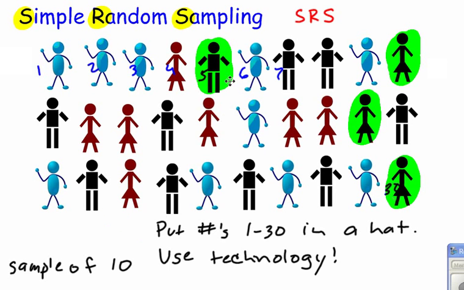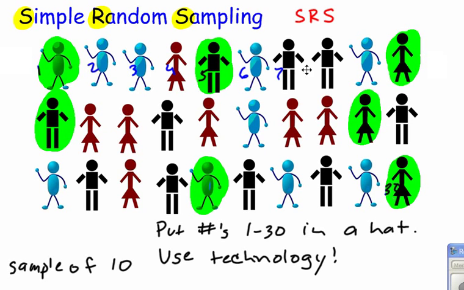Oh, what do I do if I get 5 a second time? Well, I just skip over it. I just ignore it as if it wasn't even there. I don't count number 5 twice, or I should say I don't interview or survey number 5 twice. That would be pointless. So I skip over number 5. And then the next numbers that come up are 1, 11. The next number that comes up is 25.